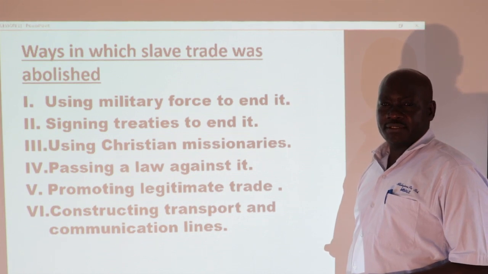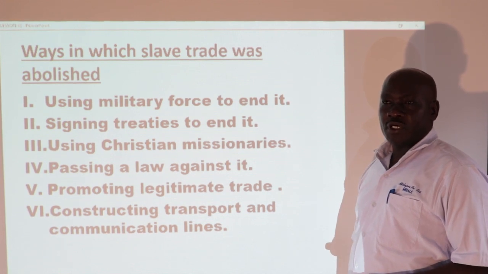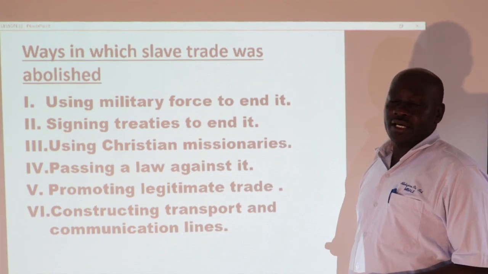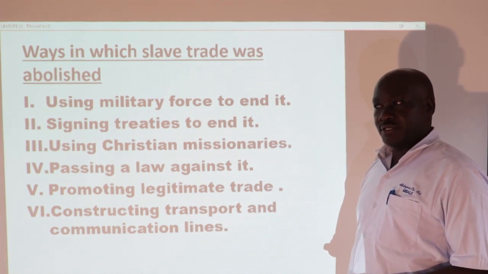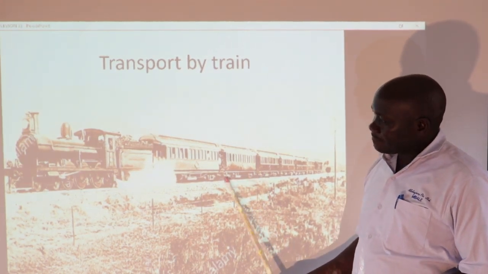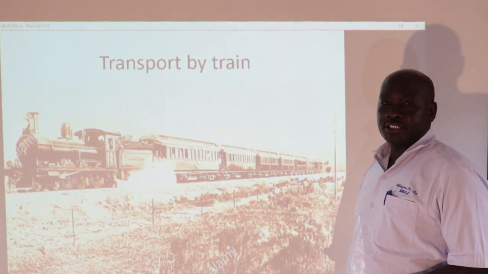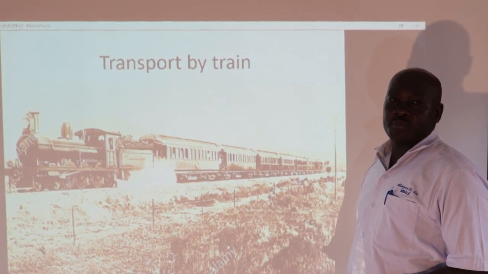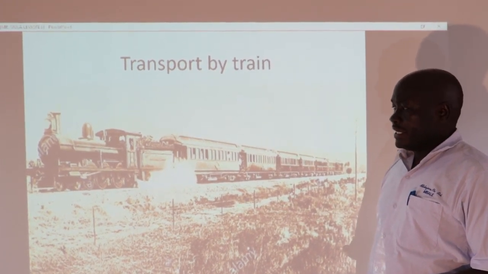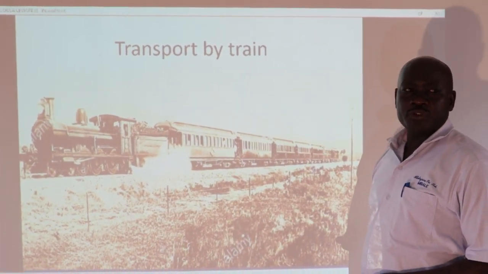Then the other one was constructing transport and communication lines. When they constructed the Uganda Railway, it helped to stop slave trade. We shall see within a short time the railway line and the train. So, we have a train. These are the trains of long ago, not like the trains of these days which are in Europe. They are different from the old trains. Now, this one here, the construction of the Uganda Railway helped to stop slave trade.